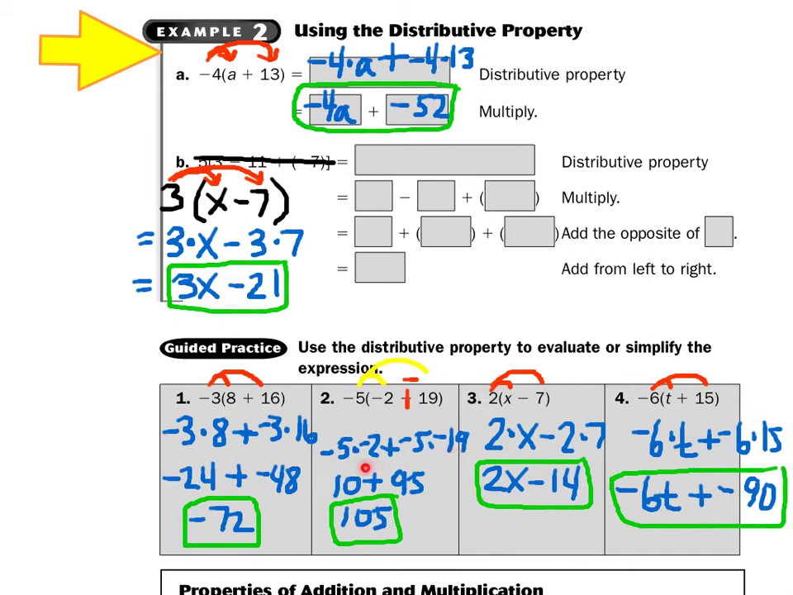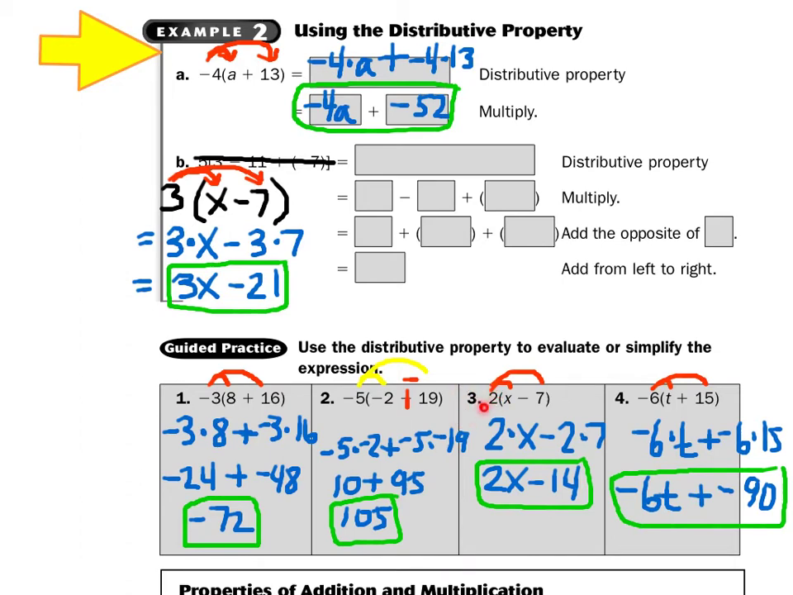And now simplify. Negative 5 times negative 2 gives us 10. Copy the addition sign, and negative 5 times negative 19 gives us 95. And then 10 plus 95 would just be 105. Take a look at number 3.